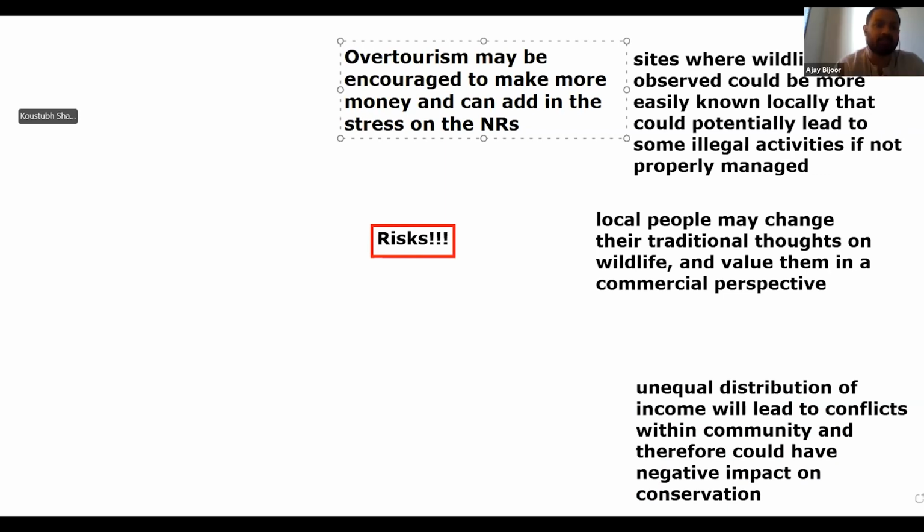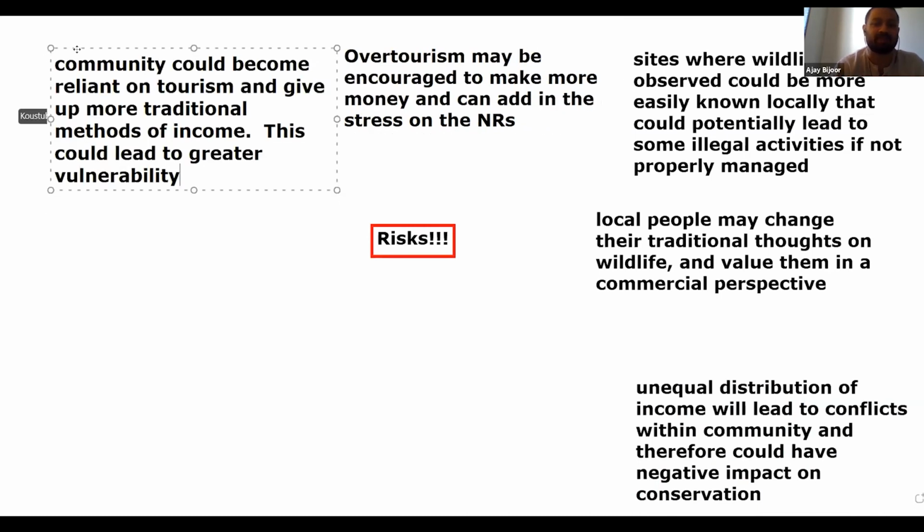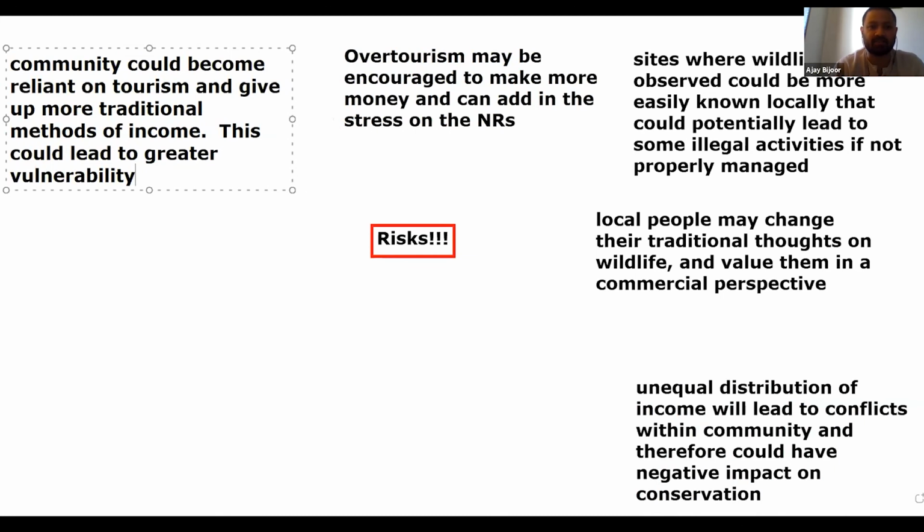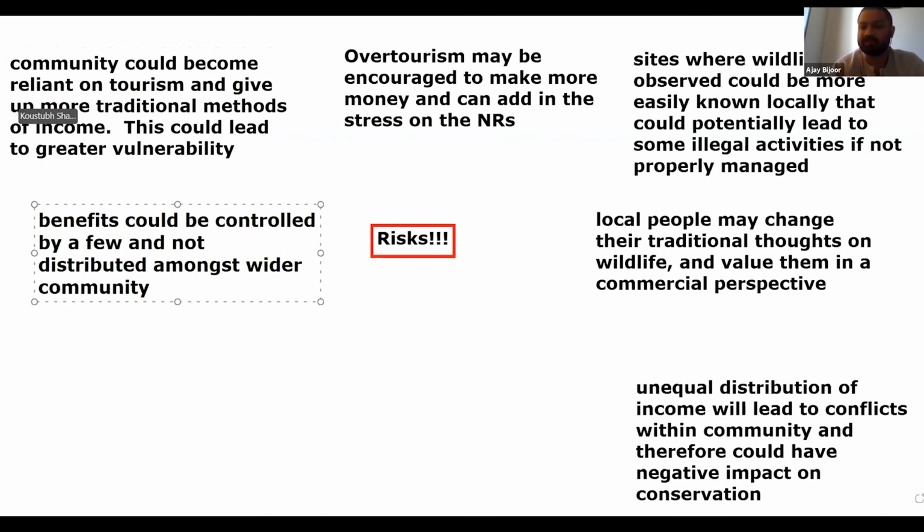Terry says community could become reliant on tourism and give up their traditional methods of income. That could lead to greater vulnerability in times of restricted travel, and we are all living through it, and I'm sure each of us will be able to relate to that. Again, I think just an extension of what Johan mentioned in her point. Rushal says risks could be that the benefits could be controlled by a few and not distributed. So that's again a point that's coming up in multiple lines of conversation.